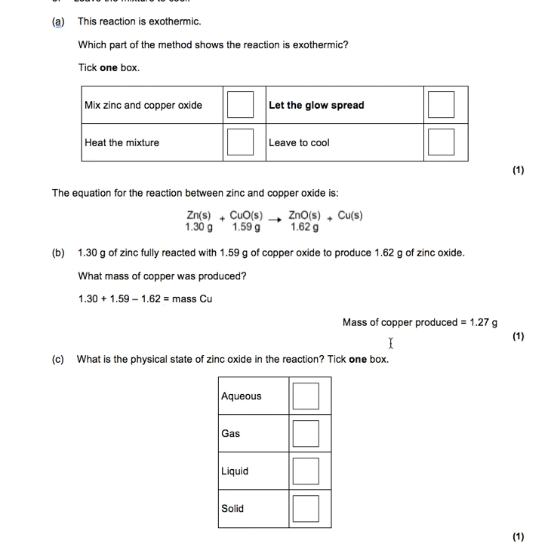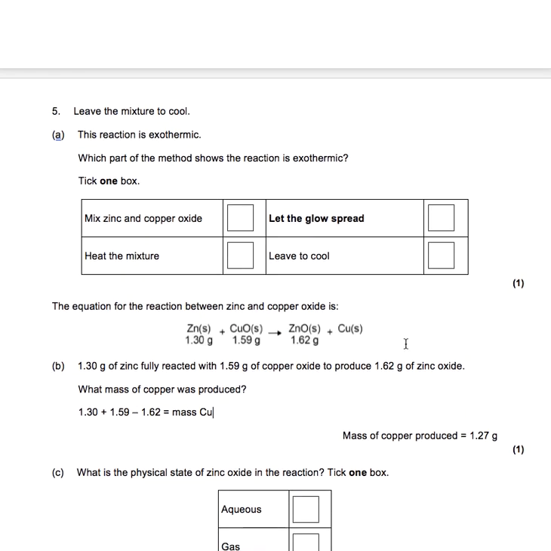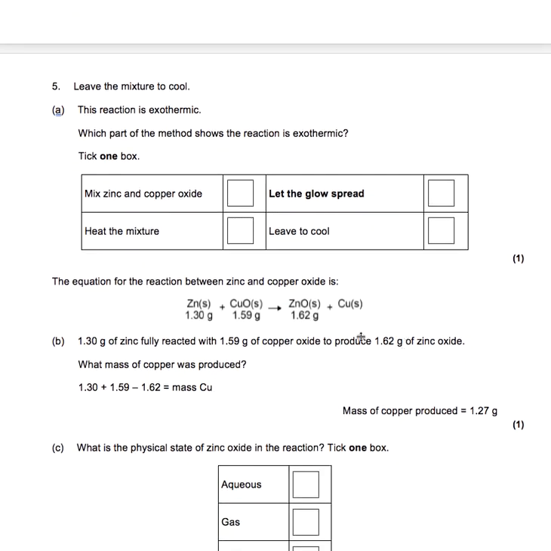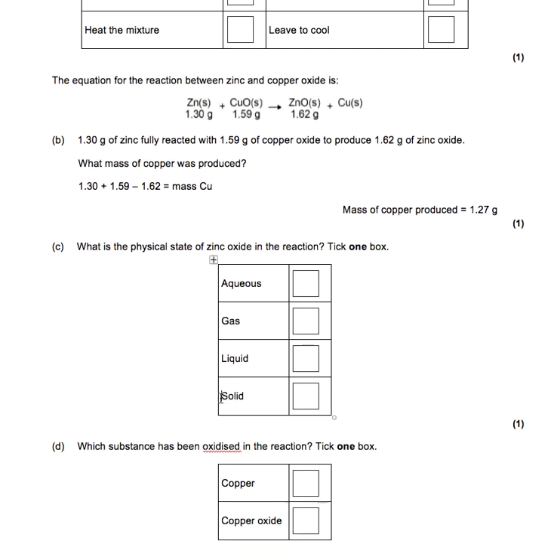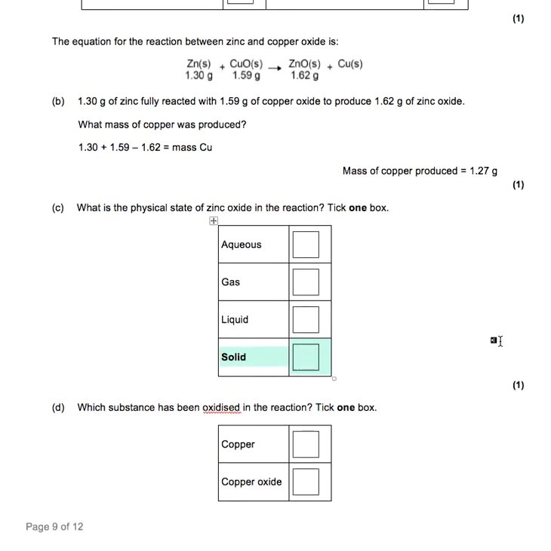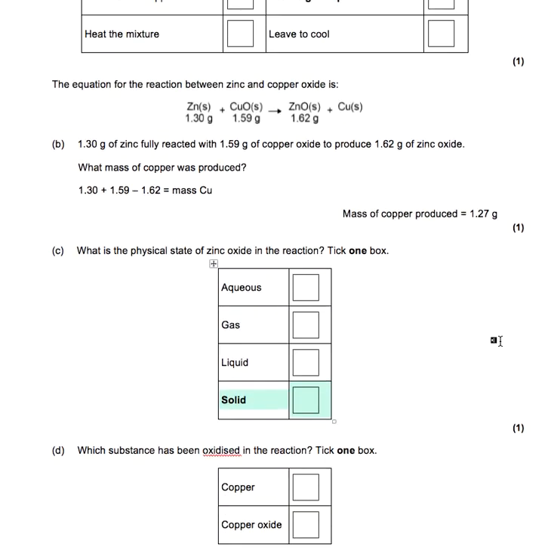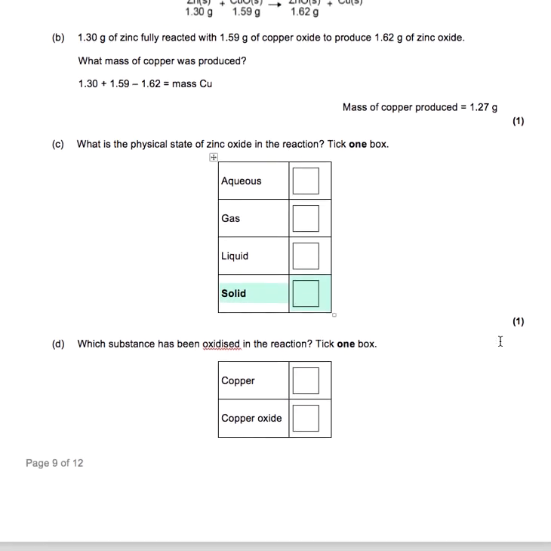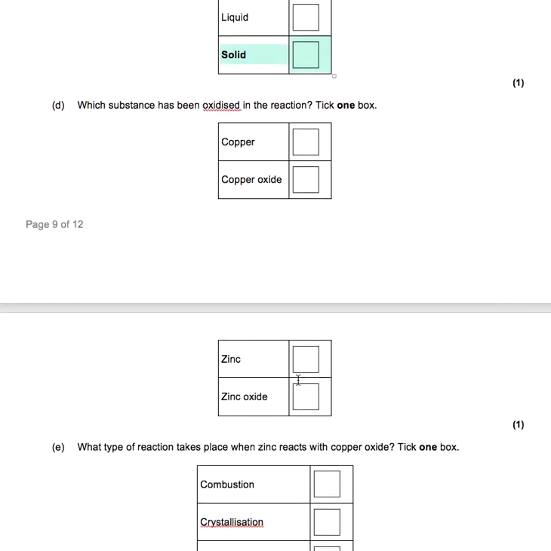What is the physical state of the zinc oxide in the reaction? Well, you look here, you have an S on the end. That tells you that it is a solid. Which substance has been oxidized? Well, oxidation is the addition of oxygen. So it's obviously the zinc in this case. It's gone from being zinc to being zinc oxide.